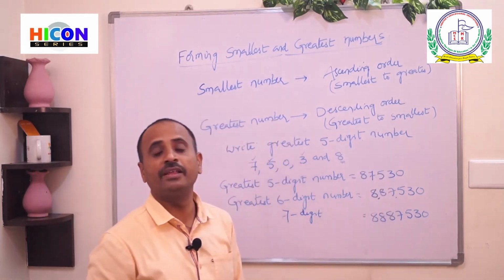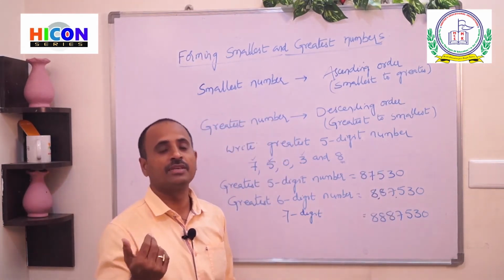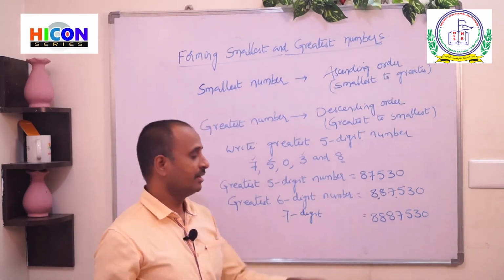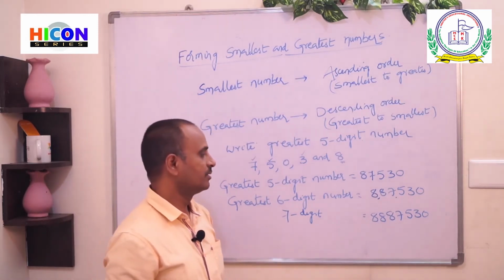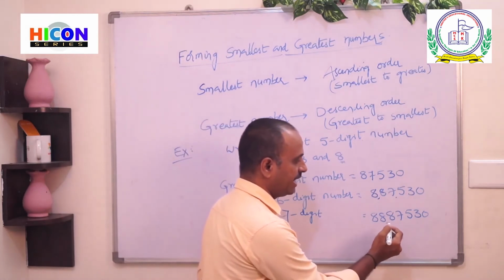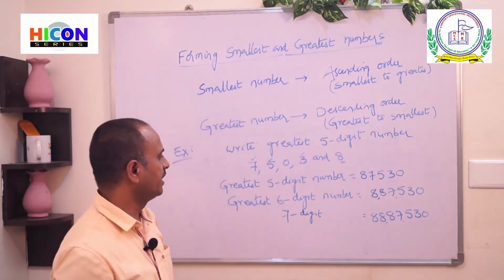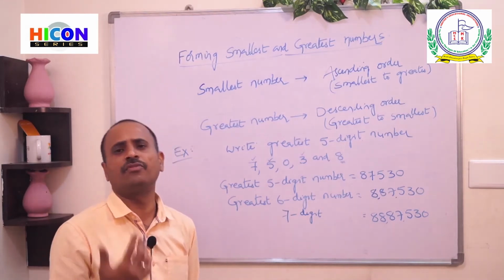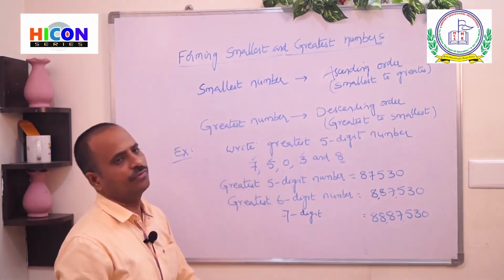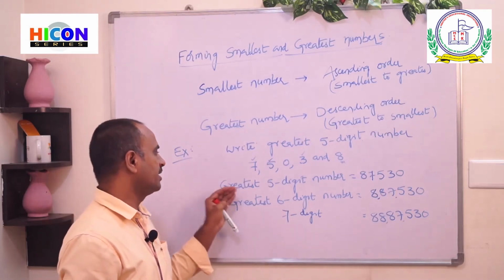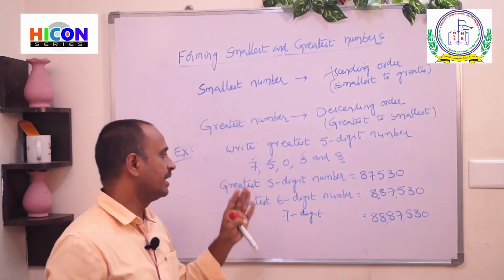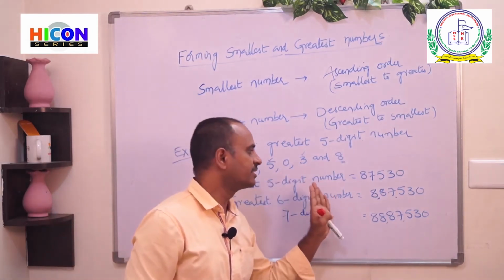I have repeated the greatest digit 8 two times, and the 8s are written at the left side of the given number. Then it becomes 88,87,530. So children, in this way we can form any number of digits from the given digits. The greatest number can be obtained by arranging the given digits in descending order.